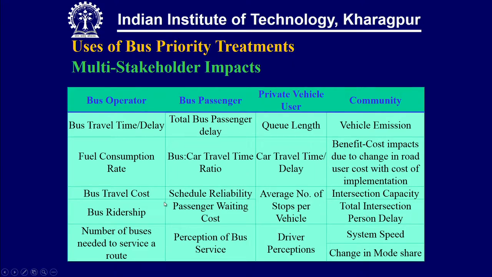So, I will not really go through each and every point of this table, because you will get this copy and you can see those. But say, for example, from the bus operator's point of view, the bus travel time is something which is important for them, and that gets impacted. And as I have told in the previous slide, bus travel time getting reduced means there is a lot of impact on that, and better utilization of fleet, better schedule adherence, and so many things are coming. So, there is something for the bus operator.